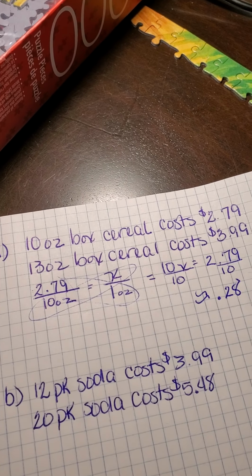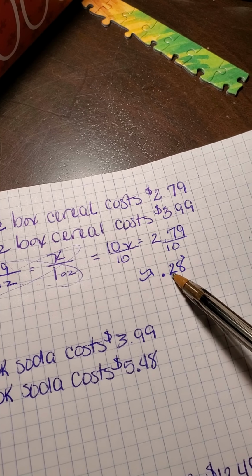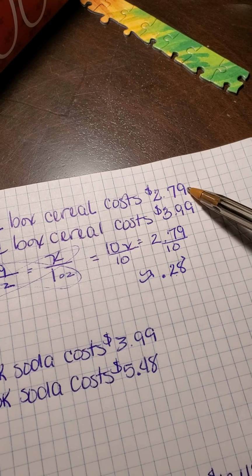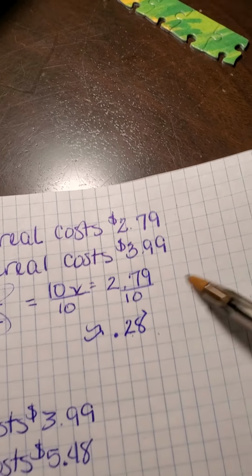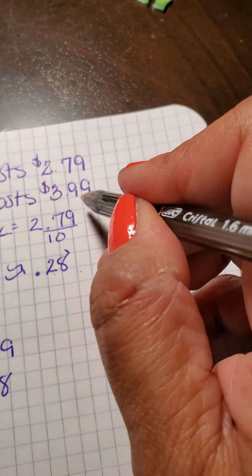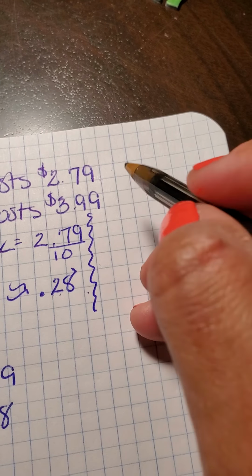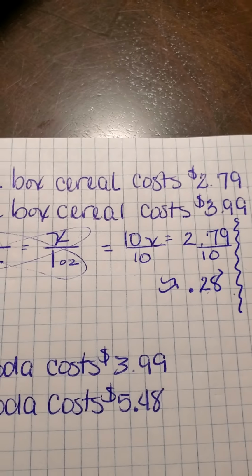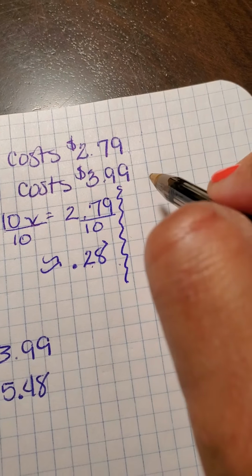Okay, that's for the 10-ounce box of cereal. Now let's look at the 13-ounce box of cereal. We're going to do the same thing. I'm kind of running out of room, so I'm going to shorten it a little bit. Let me separate it. I'm just going to write it a little smaller. I'm going to do it the same way, though: money on top, then ounces.